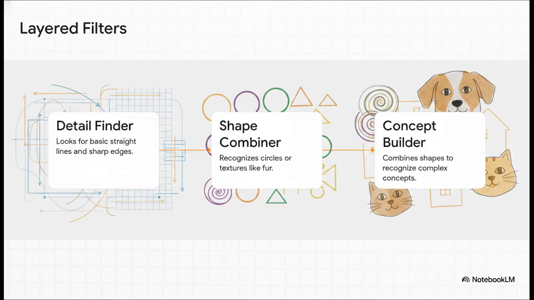The very first layer acts as a detail finder. It's only looking for basic straight lines and sharp edges. The next layer acts as a shape combiner, taking those raw lines and recognizing things like circles or the fuzzy texture of fur. The deepest layers are the concept builders. They put all those earlier shapes together and realize, 2 eyes, a wet nose, floppy ears, that's a dog. It's an amazing, progressive filtering of data from basic lines to incredibly complex concepts.